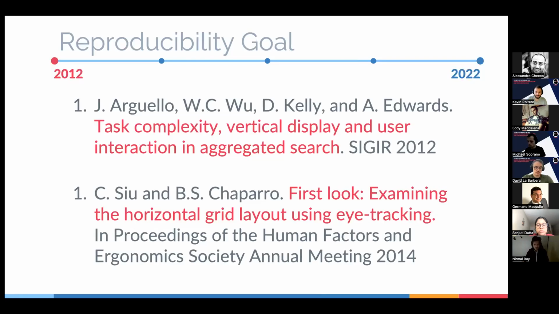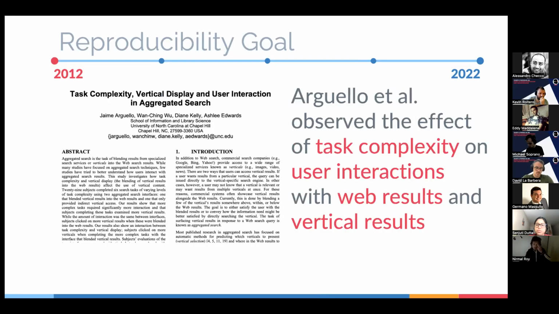attention on reproducing the experimental setup of two prior studies. The first one was published by Arguello et al. in 2012, and the other one was published by Shao et al. in 2014. Arguello et al. compared the effect of task complexity on user interactions with web results and vertical results. Vertical results are the results which are taken from other verticals like videos or images, and they presented the vertical results together with the web results in a list format, and they saw the effect on user interactions.